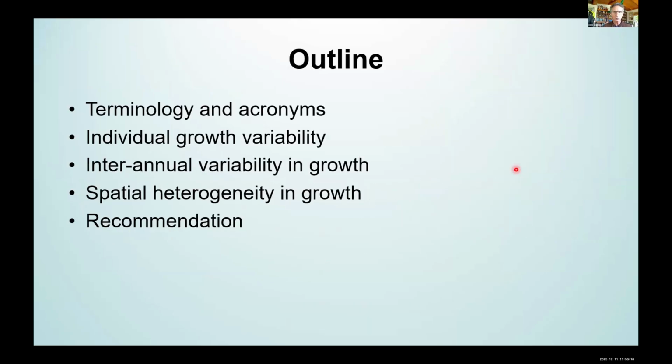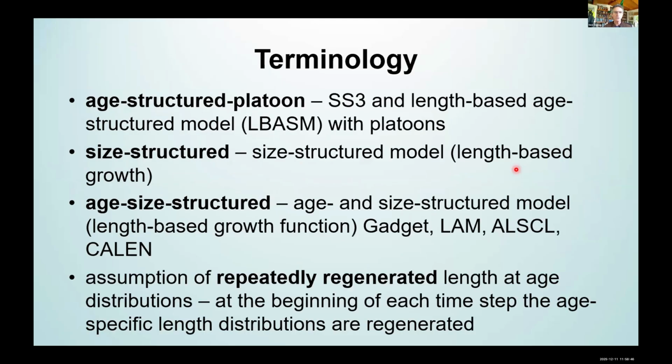So firstly, I think it's important to standardize on the terminology and acronyms because there are a lot of these going around. Everyone uses a different acronym for an age-size structured model. Then I'll quickly review the various available structures and how they're formulated for dealing with the types of growth variability and spatial variation in growth, and finish up with some context for the WCPO and a recommendation.